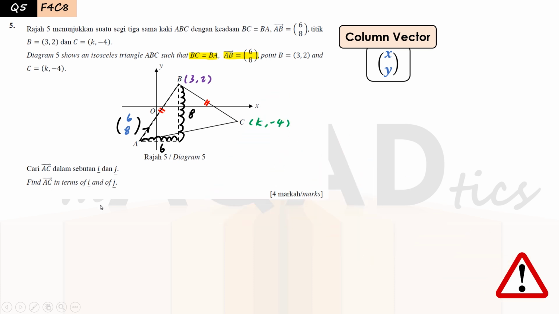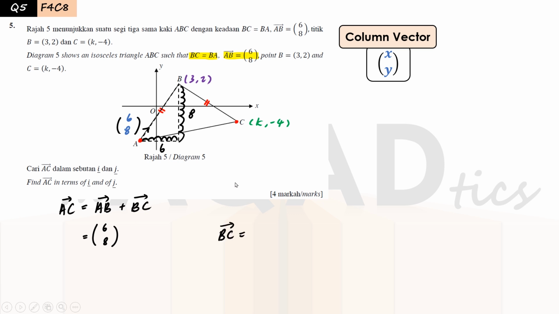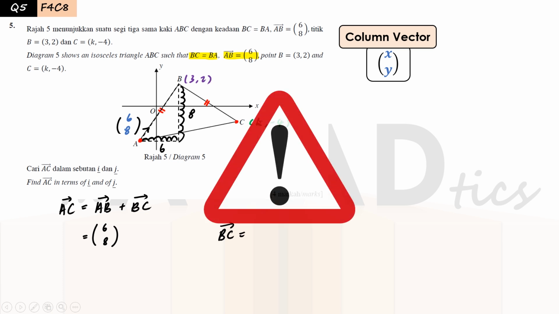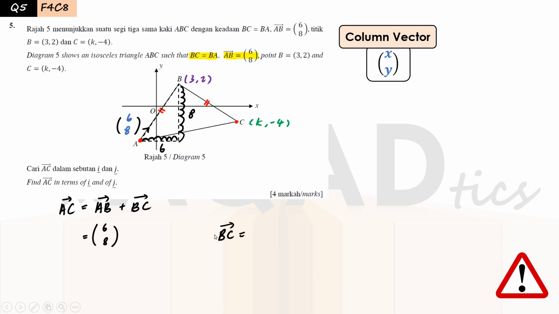So as usual, to find a vector, we need to set our route first. Right? So from A to C. So here, very straightforward, our route will be just one only, which is from A, go to B, and then from B, go to C. So for this first vector, AB, we already have it, which is 6, 8. But what about BC? Okay, because BC, we don't have any vector and we only have the coordinates. Okay, so how are we going to use coordinates to find the vector?